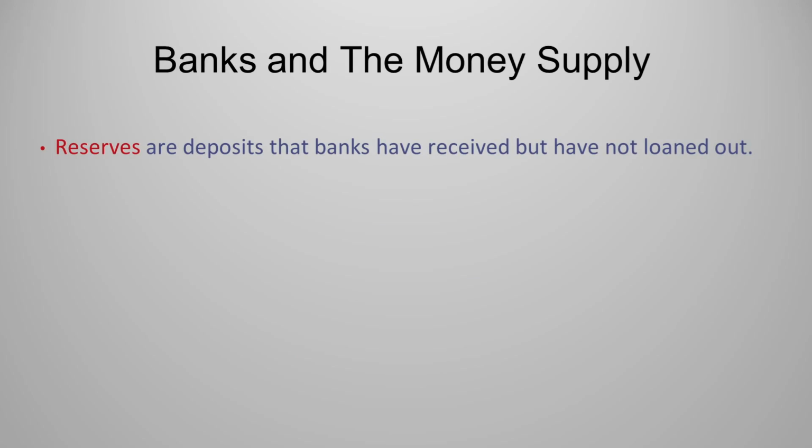So, banks and the money supply. Reserves are deposits that banks have received but have not loaned out. So this is the first definition, reserves. Reserves are the deposits that banks have received. The second definition we need to understand here is deposits, and third, loaned out. This definition has 3 parts. So let's start with deposits first.